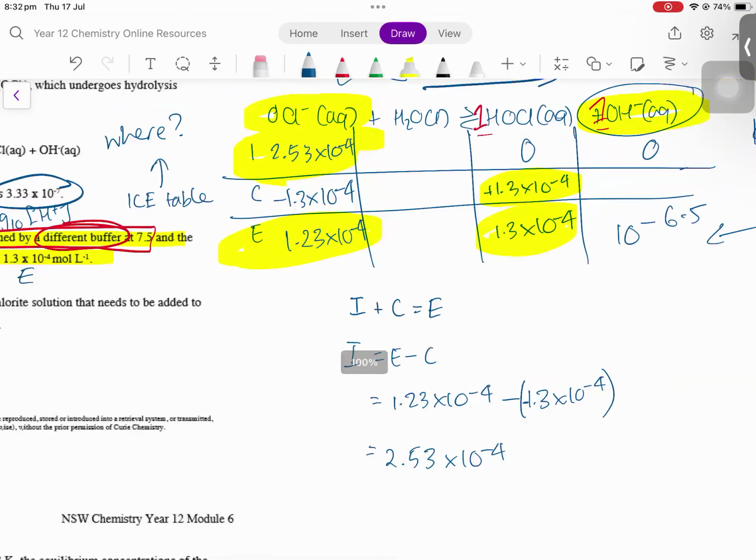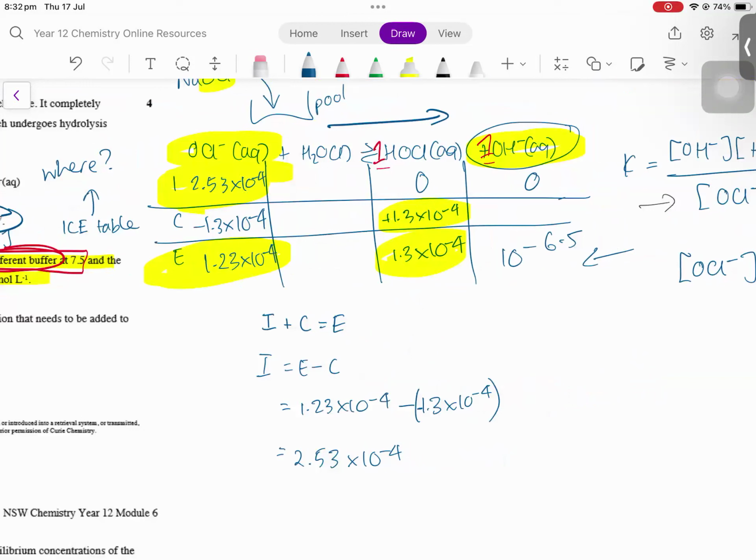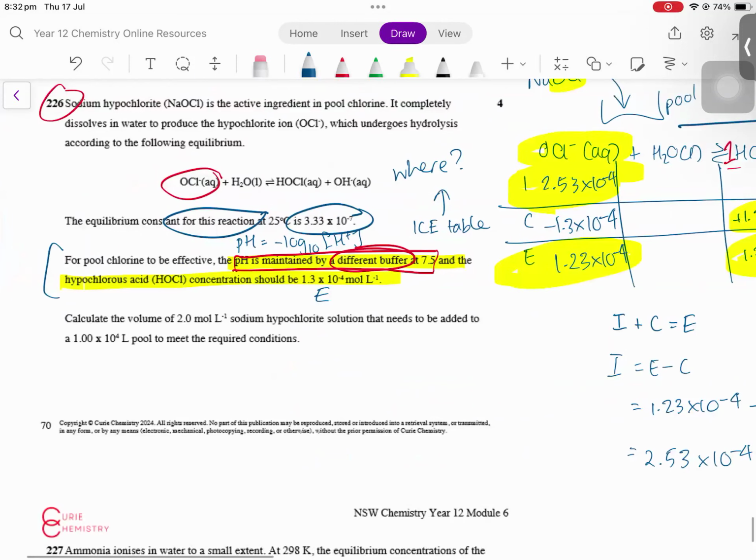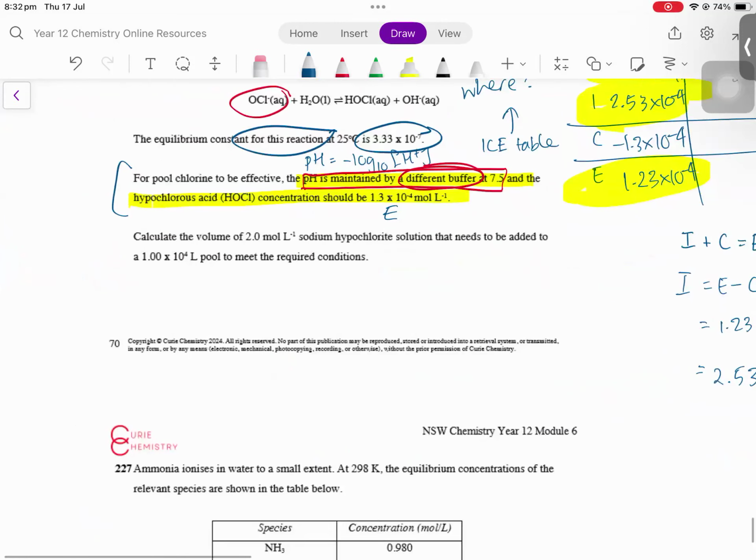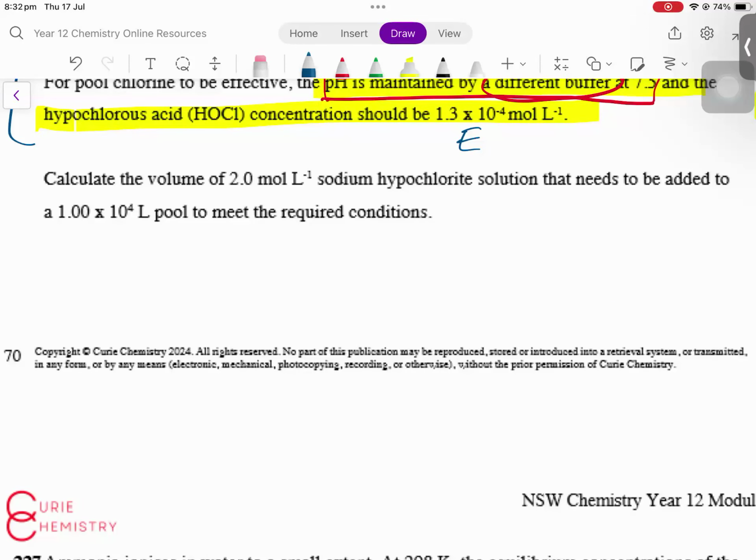Okay. Now, guys, you have two ways of handling this ICE table. If you didn't realize that you could find the equilibrium concentration, that's okay. There is another way of doing this. Can you read the question for me? What are they asking you to calculate? The amount of sodium hypochlorite that needs to be added.